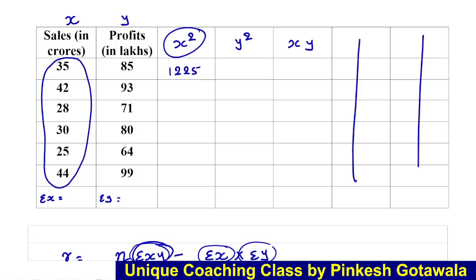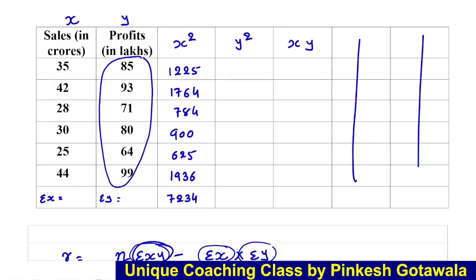So let's prepare that. 1764, 784, 900, 635, 1936. The total is 7234. Right. 7234.